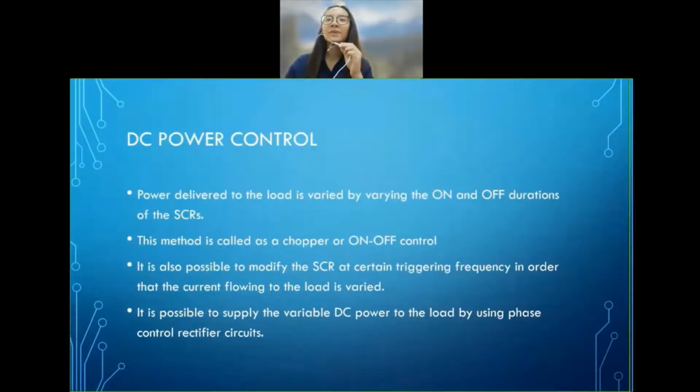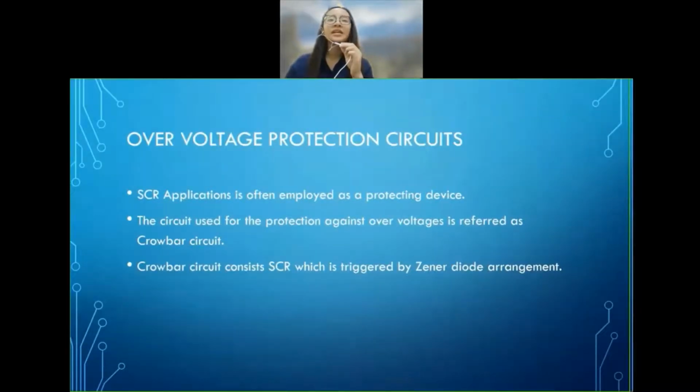And the second one is DC power control. Power delivered to the load is varied by varying the on and off durations of the SCR. This method is called a chopper or on-off control. It is also possible to modify the SCR at certain triggering frequency in order that the current flowing to the load is varied. It is possible to supply the variable DC power to the load by using a phase control rectifier circuit.